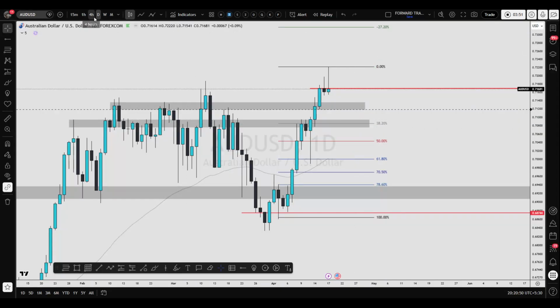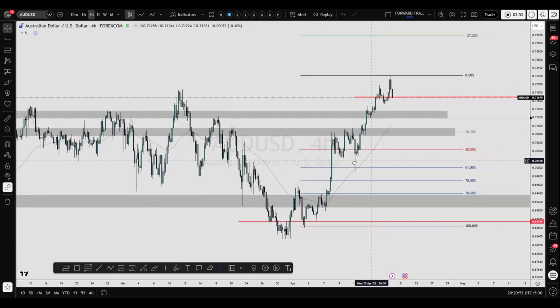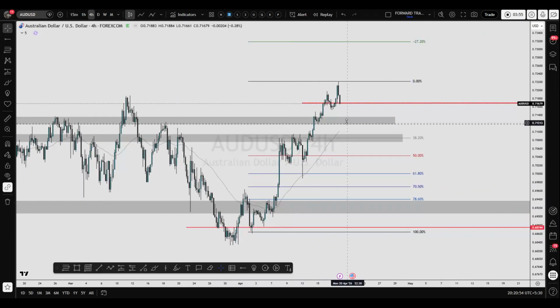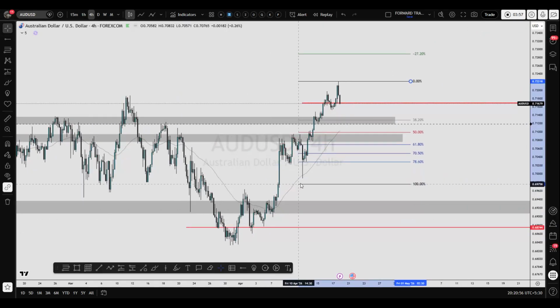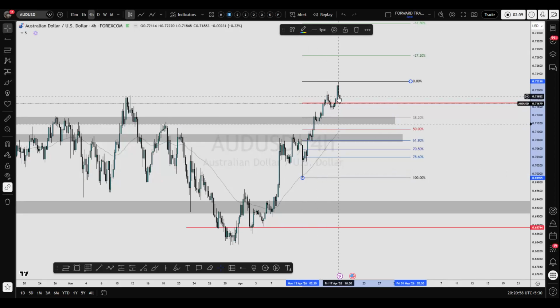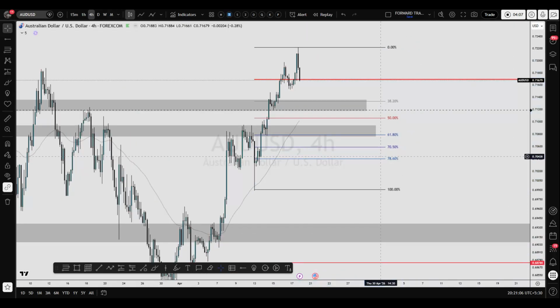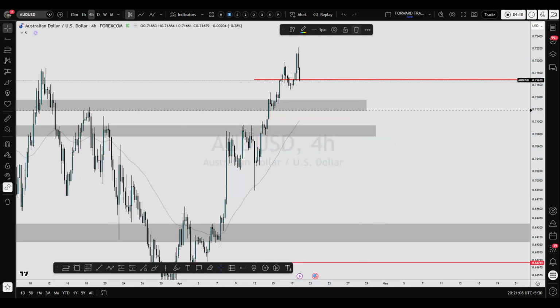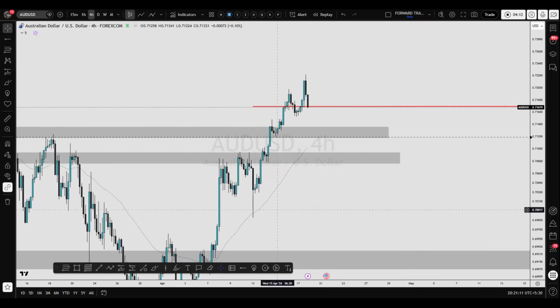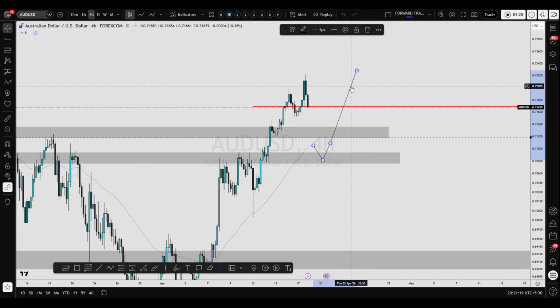So let's see what's going on in 4 hour perspective. This level is also interesting. Do you know why? Because if I just plot my Fibonacci on this impulsive move, then this area is perfectly lining up with 38.2. So both levels are valid, and I'm gonna wait for price to give me some good rejections in 4 hour from this level or this level.